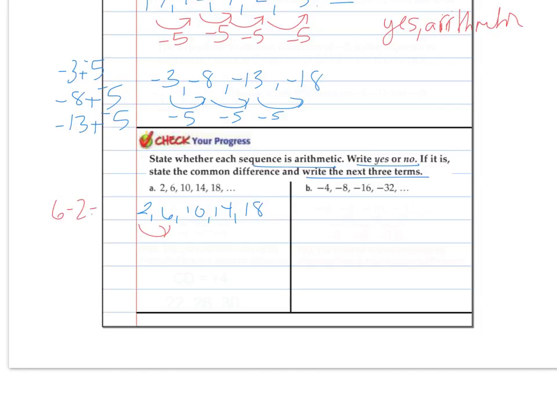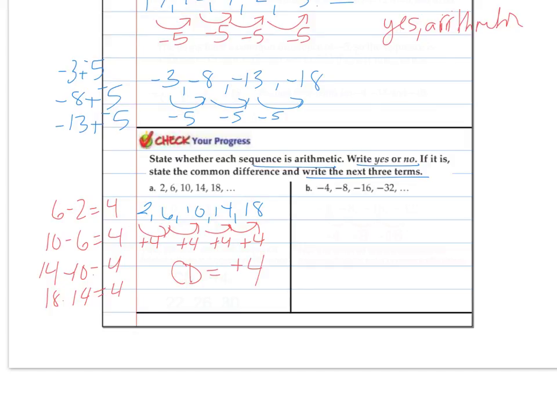6 minus 2 is 4. So we went up 4. 10 minus 6 is 4. 14 minus 10 is 4. And I know some of you are thinking, well, why is she doing it so many times? Because sometimes it might be the same for a while and then change. So we want to make sure that that sequence is staying the same. So our common difference is 4.